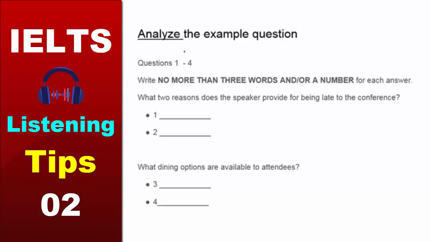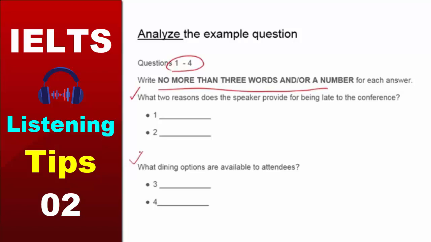Okay, so you've taken a look at the question. What did you notice? Well, very quickly you'll notice some basic things. You're going to be answering 4 questions, and each of those 4 questions are short answer. You have to give your answer in no more than 3 words and or a number. Now below we have the 2 basic questions we're supposed to listen for.